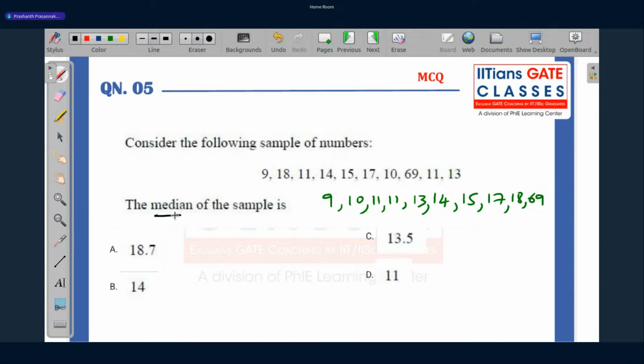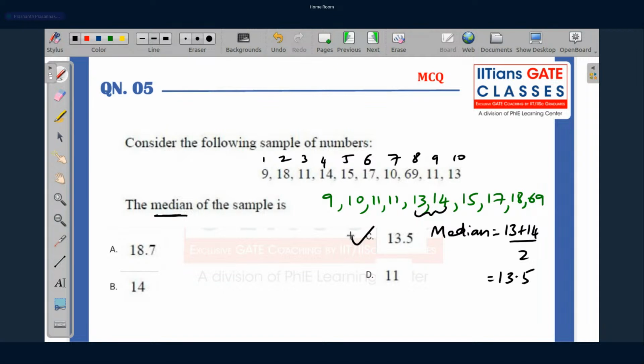Now, finally, to find the median, I simply pick out the middle term. Since there are an even number of terms, there are actually two middle terms, this 13 and 14. So the median will be the average of these two. 13 plus 14 by 2, 13.5. Okay, that's the solution to this question.